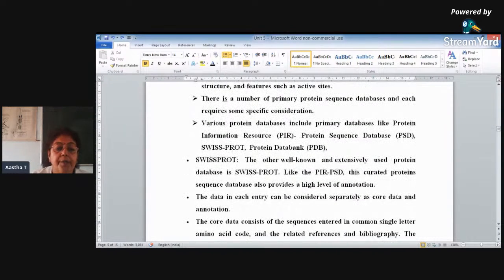Now what is SwissProt? This is a well-known and most extensively used database so far as proteins are concerned. It is nothing but a curated protein sequence database and it provides a high level of annotation. Means a lot of information is stored in this type of database, just like Protein Information Resource, that is PIR, and Protein Sequence Database, that is PSD.